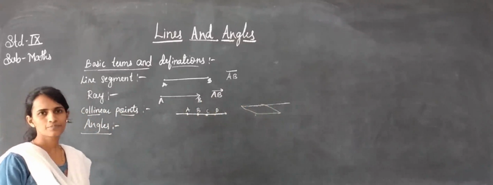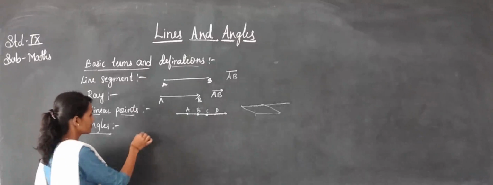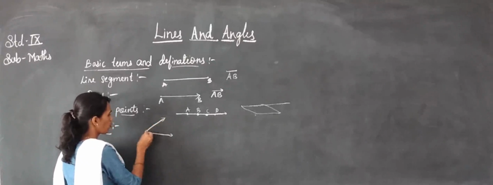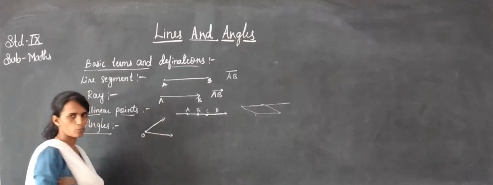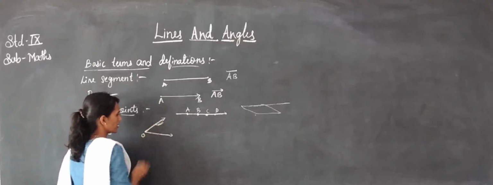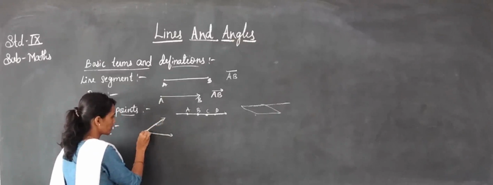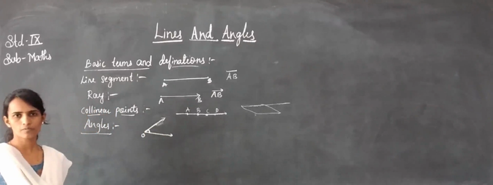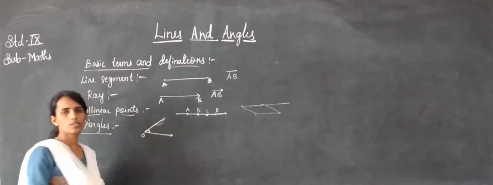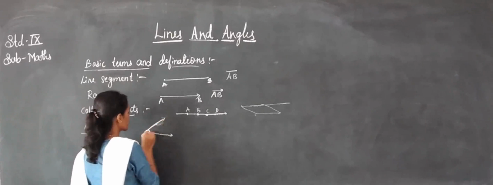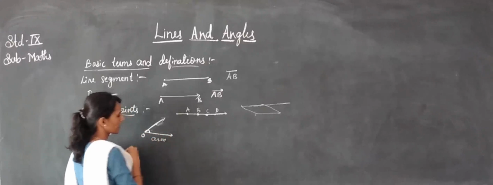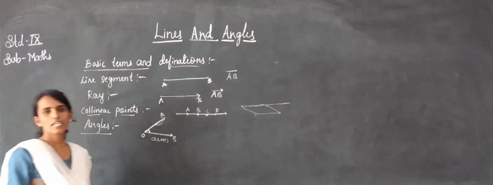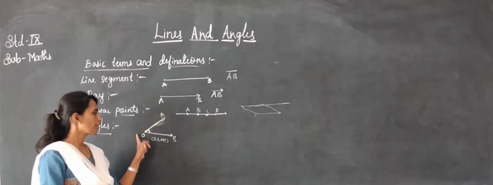What are angles? An angle is formed when two rays originate from one point. Here O is the common point. When two rays originate from one common point, an angle is formed there. That we call an angle. And the rays that form it we call the arms of the angle. OA and OB are the arms of the angle AOB.